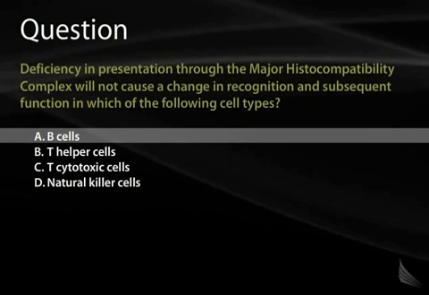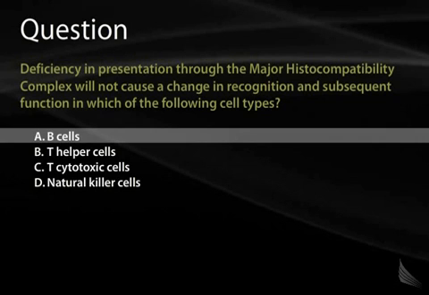So where do we get the B cells from? Why is this the correct answer? Let's work our way through this. Remember that it's talking about MHC and will not cause a change in recognition and subsequent function. So which of these cells do not require MHC for recognition and subsequent function? We know that the T cells do, right? MHC has to present antigen to them, so we can get rid of B and C.